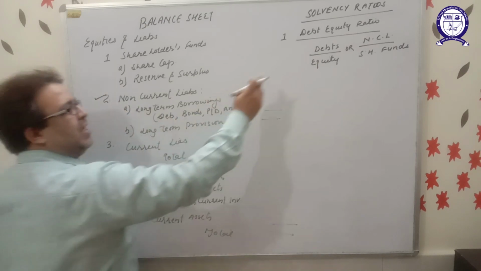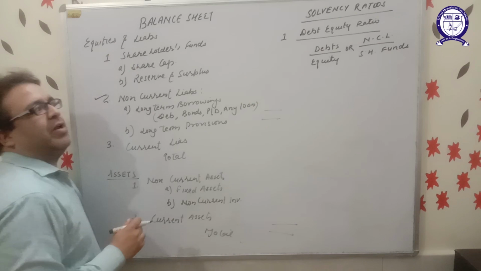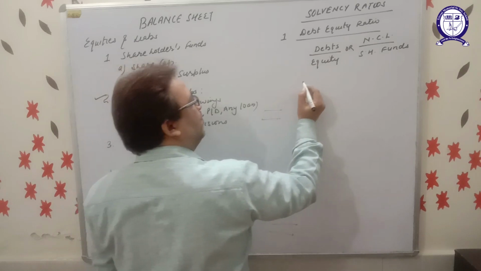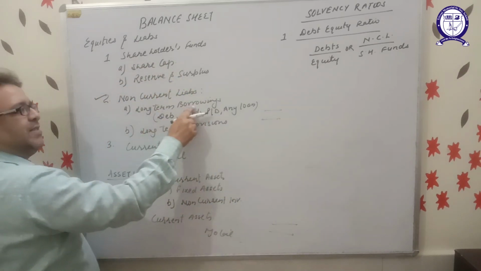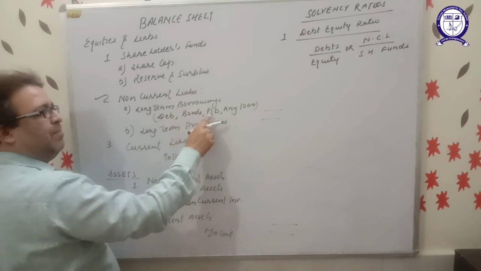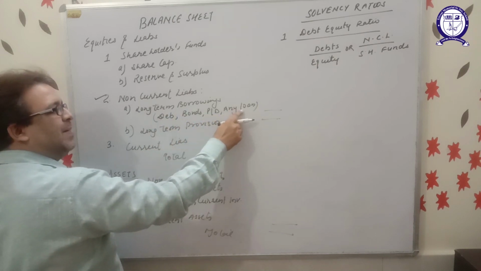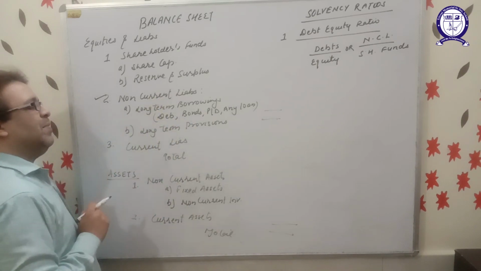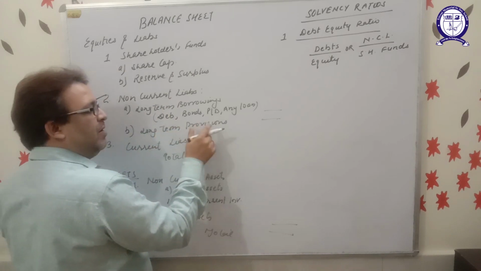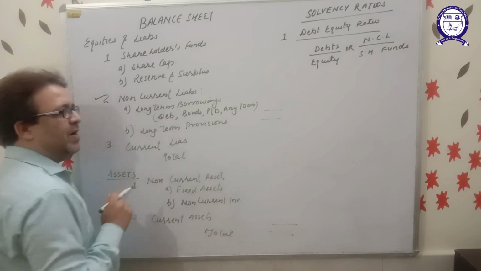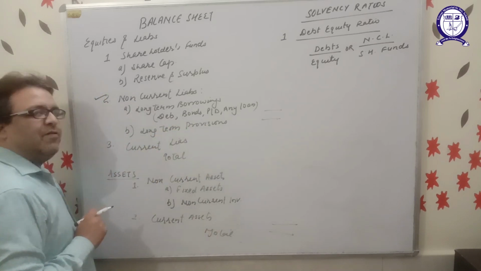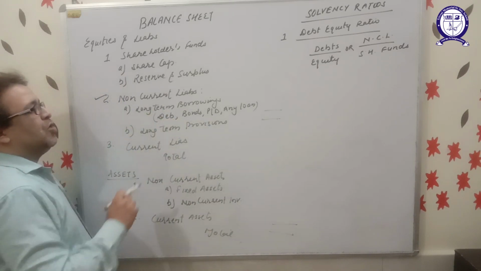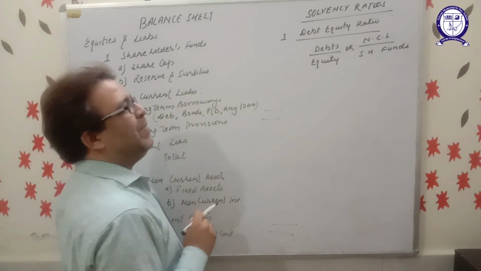Second heading, non-current liabilities, and first heading, shareholder funds. Which are non-current liabilities? For example, long-term borrowings, debenture, bonds, public deposits, any loan except short-term loan. Long-term provisions are also included in long-term liabilities. Long-term provision, for example, provision for provident fund, provision for pension, provision for gratuity, or provision for any other employees' benefits. So these are some long-term liabilities.